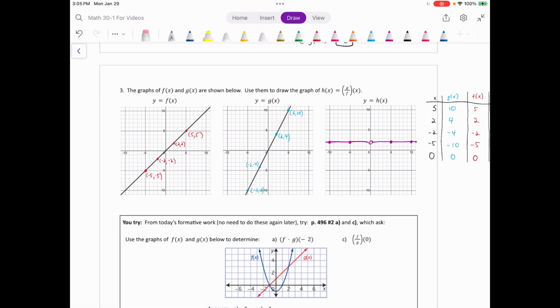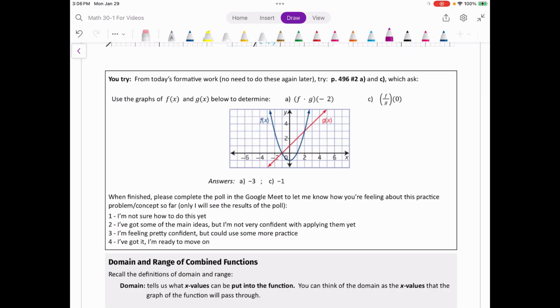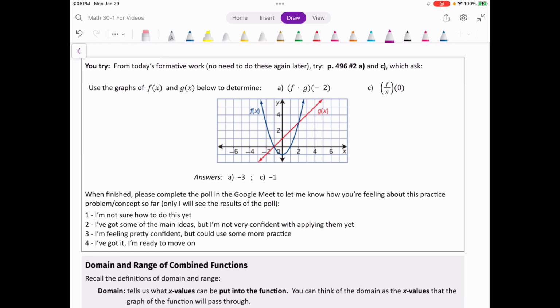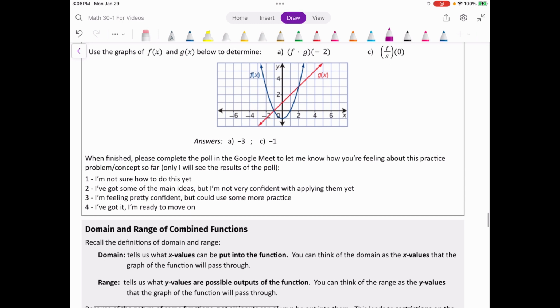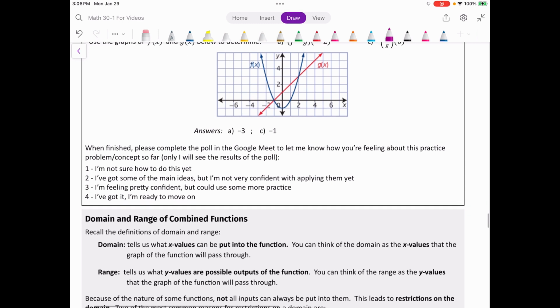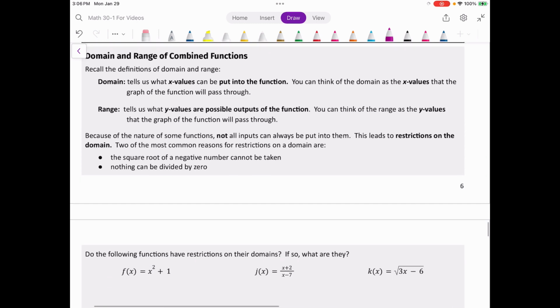Sorry, I think the video got a little frozen there, but I was just going to say, go ahead and try this one out now. Use the graphs of f of x and g of x given to determine f times g of -2. Look for f of -2, multiply it by g of -2. The graph will let you do that, right? And then try it for f over g of 0. The value of f at 0, the value of g at 0, and divide them. Take a second to pause and do some practice, and then we'll move on to the domain and range stuff.